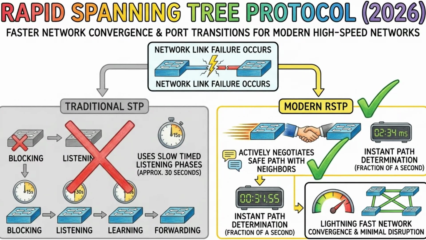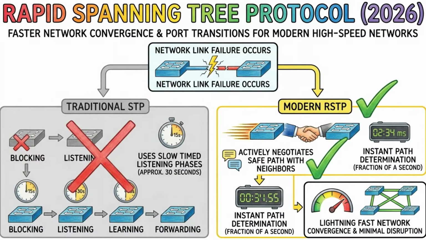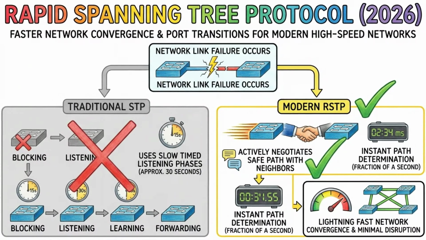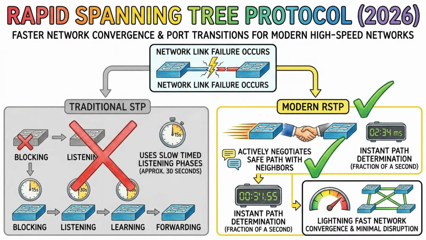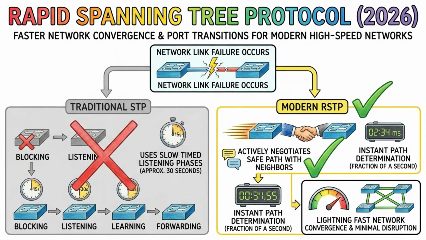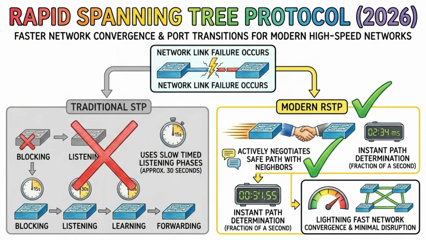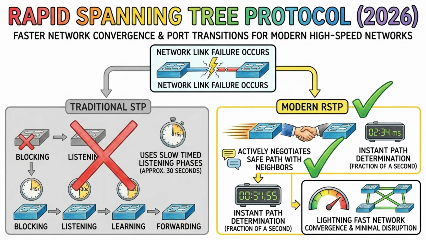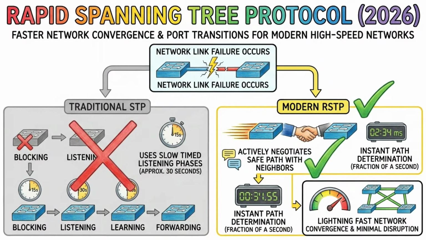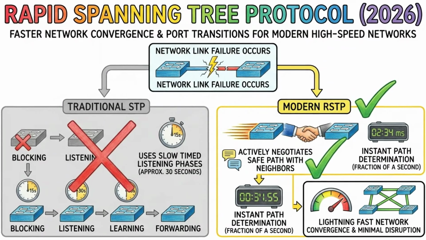Because a 30-second wait time is entirely unacceptable in modern high-speed networks, engineers developed an upgraded standard called Rapid Spanning Tree Protocol, or RSTP. Rapid Spanning Tree Protocol provides the exact same loop prevention benefits as the original version, but it is optimized to detect failures and transition ports in a fraction of a second.